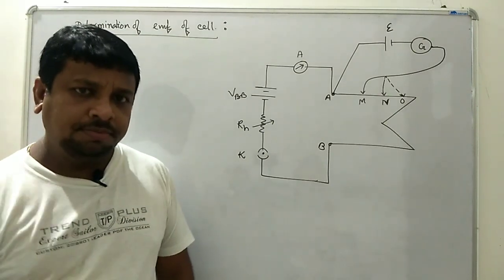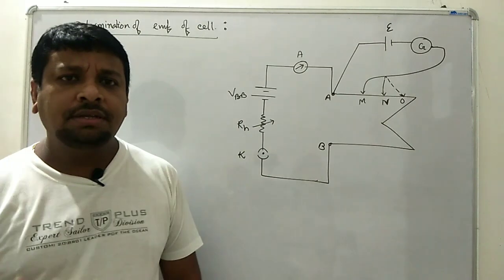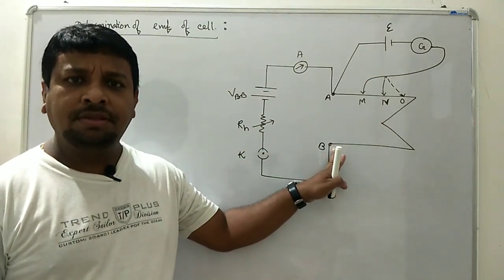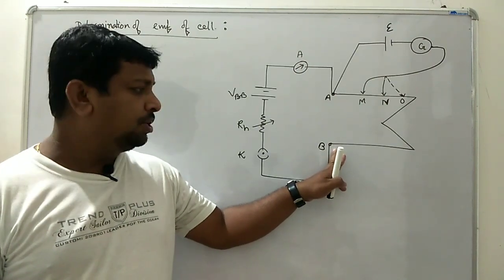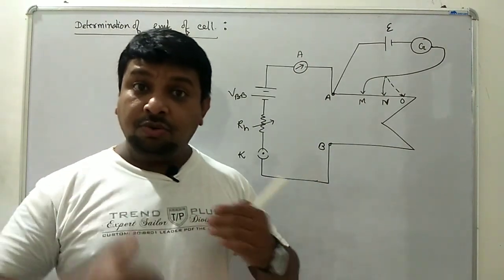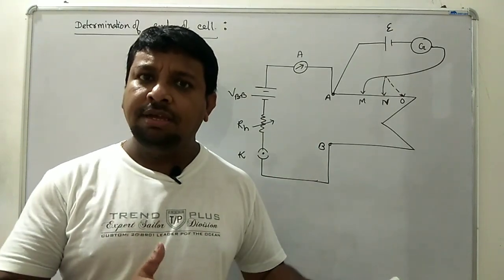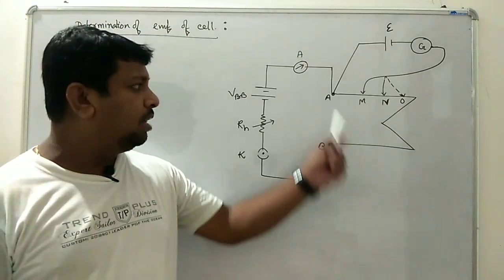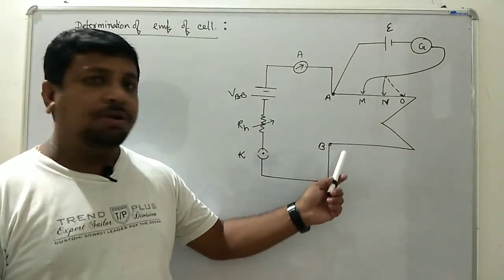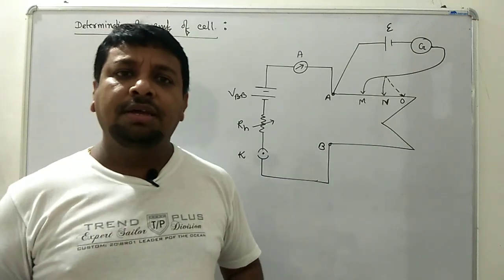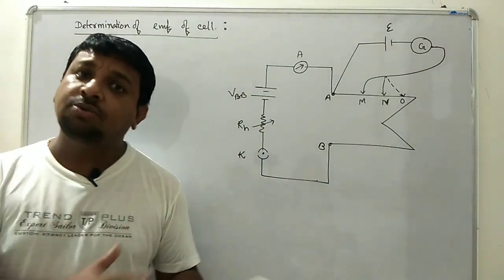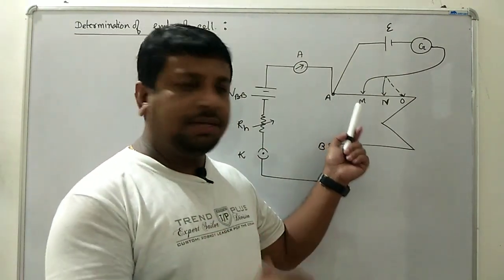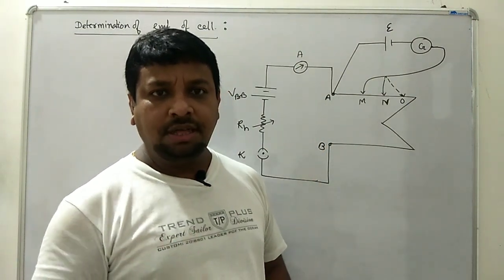Suppose it is the left side. Next, we touch the jockey at the opposite point, at the B end. If the deflection is to the opposite side, then we can proceed. If not, and the deflection is in the same direction at both the A point and the B point, then we cannot proceed. Here, the A point gives left deflection and the B point gives right deflection.